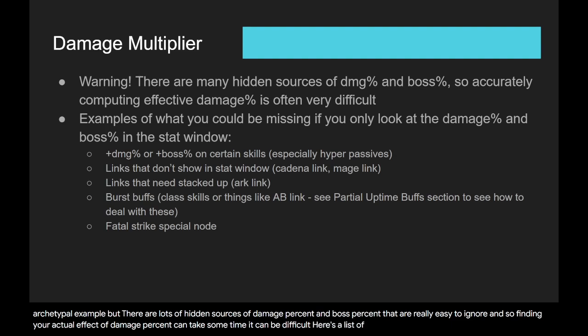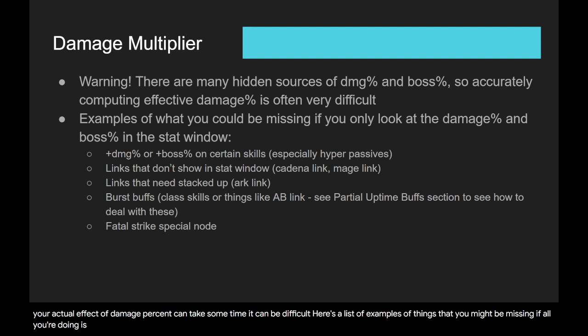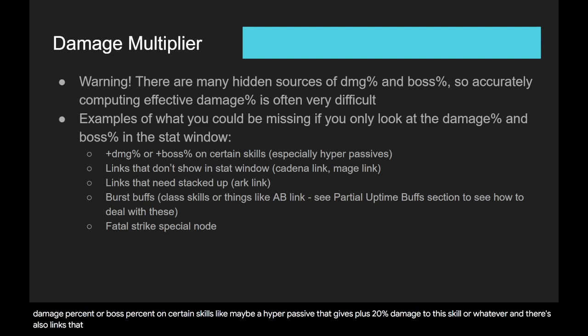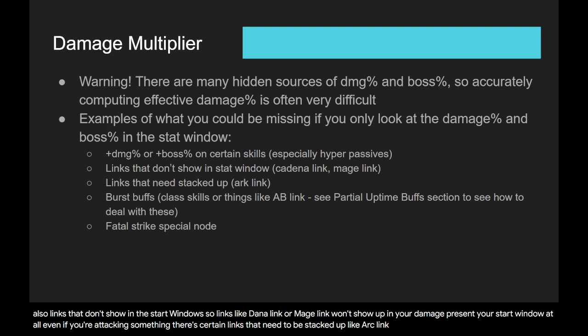Here's a list of examples of things that you might be missing if all you're doing is looking at your damage percent and boss percent in your skill window or your stat window. First of all, there's sometimes damage percent or boss percent on certain skills, like maybe you have a hyper passive that gives plus 20% damage to this skill or whatever. There's also links that don't show in the stat window, so links like Cadena Link or Mage Link won't show up in your damage percent in your stat window at all, even if you're attacking something. There's certain links that need to be stacked up, like Arc Link. Yeah, you won't see this unless you're attacking for a while.